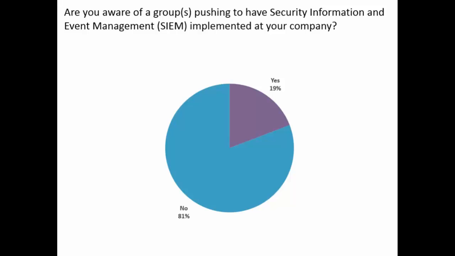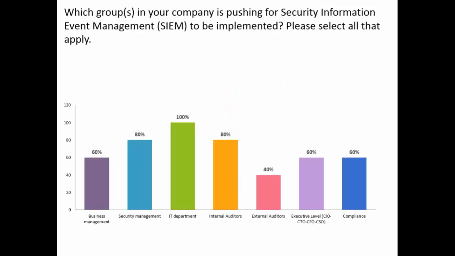Here is where the difference might reside between those who answered yes, those who answered "not yet but we are working on it," and those who answered no or don't know. As you can see, 81% of the respondents who answered no or don't know about having a z/OS SIEM solution in place are not aware of a group or groups pushing to get SIEM for z/OS. Of those who answered yes, they are aware of a group or groups pushing to have a z/OS SIEM solution.